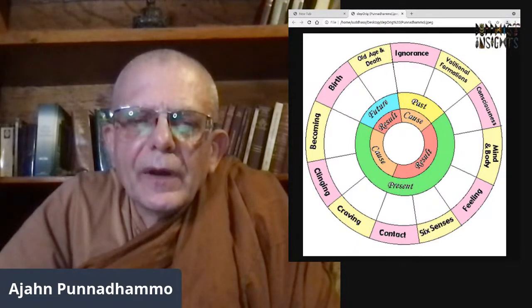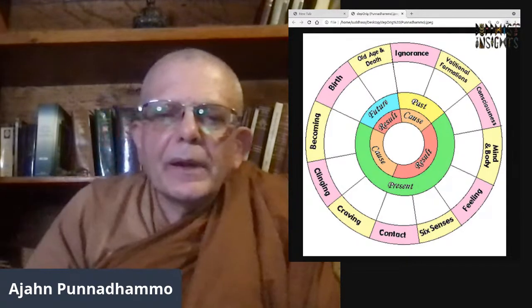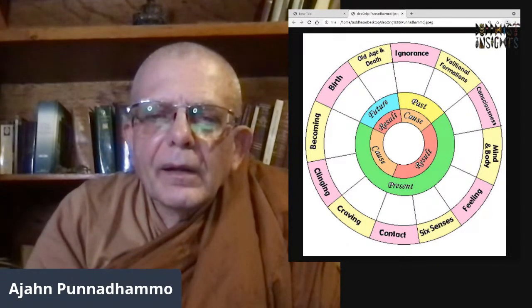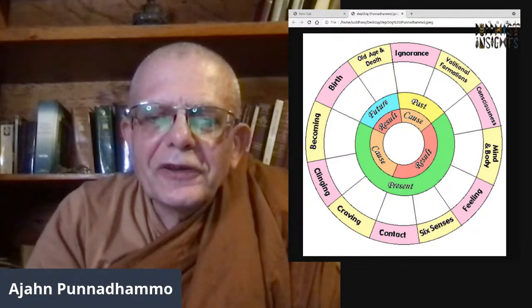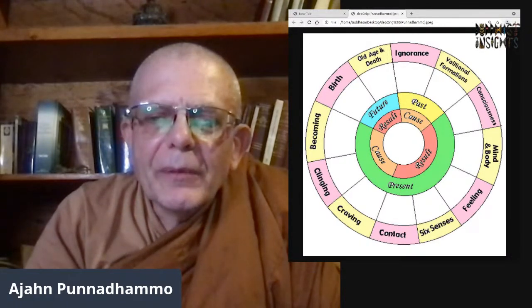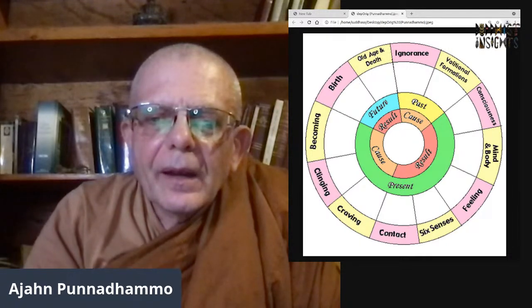Or six senses, contact, then feeling. Feeling is way out of place here. I should have checked this diagram I pulled up more thoroughly. It's a bit messed up here, but okay.